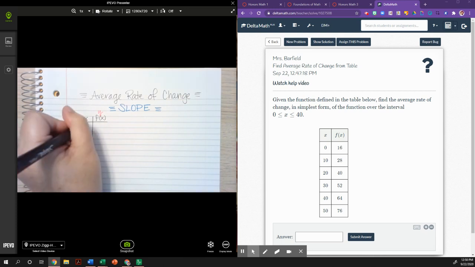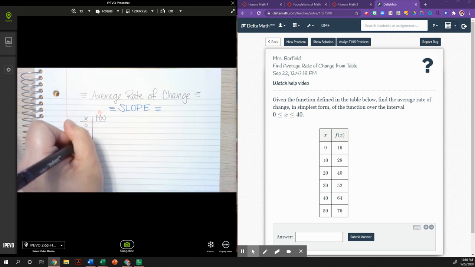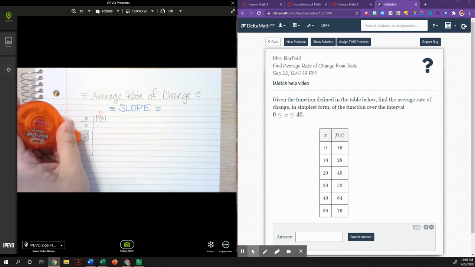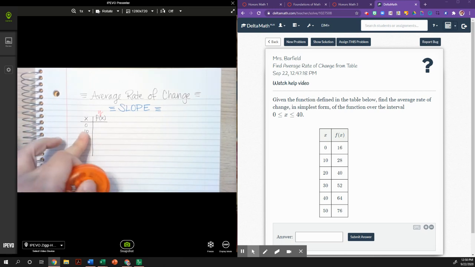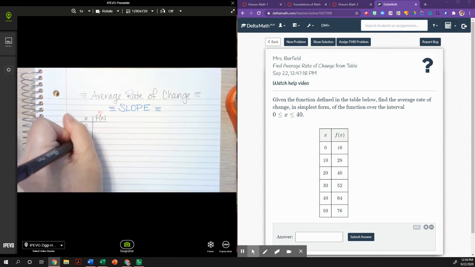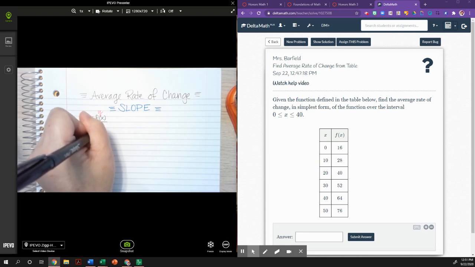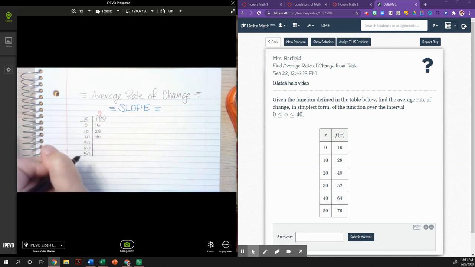All right, I've got 0, 10, 20, 30, 40, 50. And then I have 16, 28, 40, 52, 64, and 76. Now it says, given the function defined in the table below, find the average rate of change in simplest form of the function over the interval from 0 to 40.